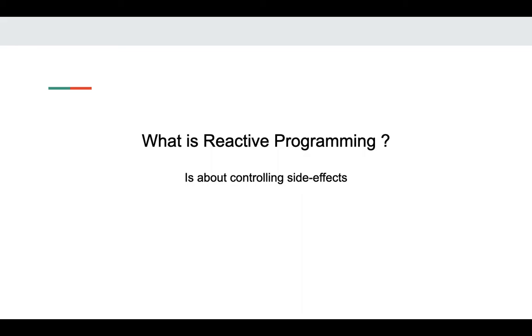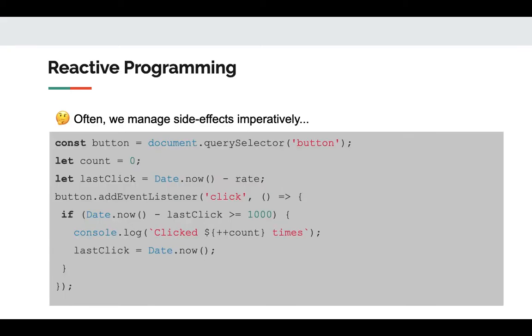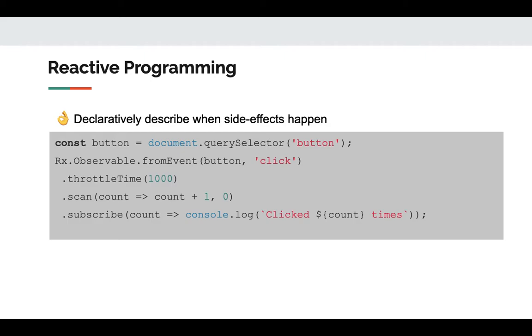So reactive programming is all about controlling side effects, how we manage our side effects. Let's see, in this example we have a button, and on the click of that button we have added an event listener, and if the click difference is 1000 milliseconds, then we will console log our output. Then we will update our last click count. So we can handle side effects imperatively here, and if we try to do it via reactive programming, then RxJS comes into role. So how many of you know what RxJS is?